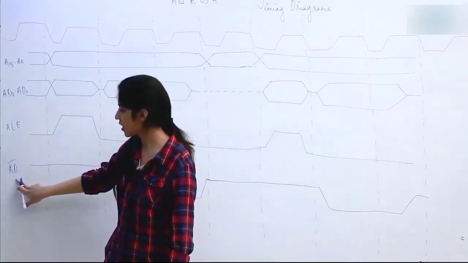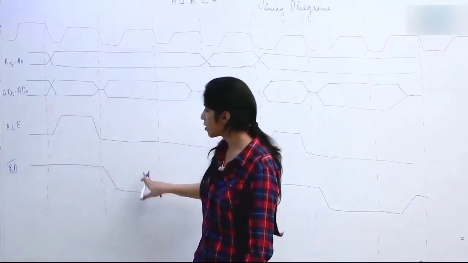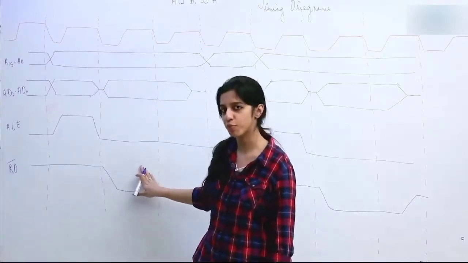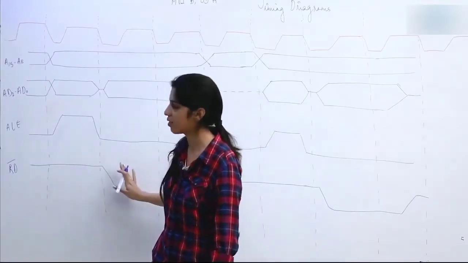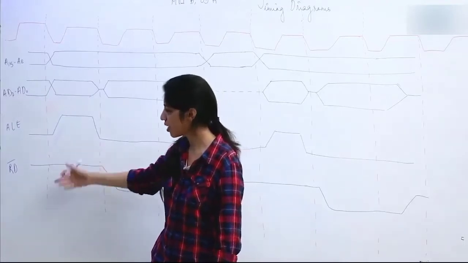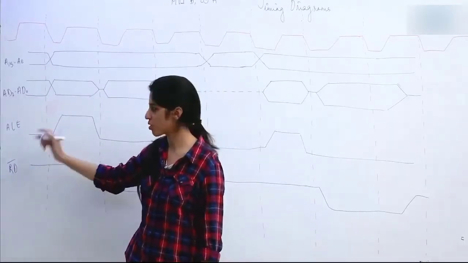This signal is read bar. If read bar is 0, the processor is going to read something from the memory. If read bar is 1, that is, if this line is high, no reading procedure will take place.